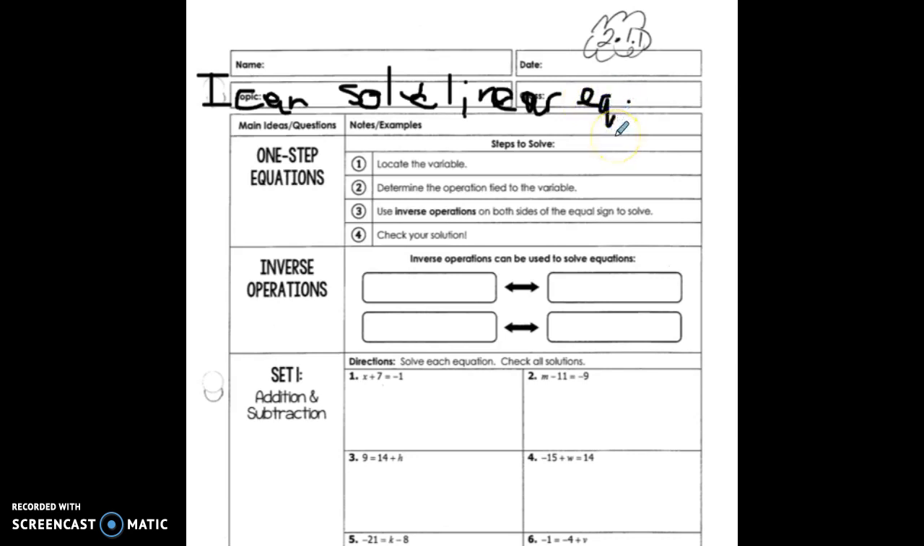Now, what I want you to think about, and this is what you guys did so much last year: first things first, please locate the variable. Then determine what operation you're going to do to undo the variable. That's why we talk about the inverse. What are you going to do to keep the balance on both sides? Remember your goal: to get our variables on one side and our numbers on the other side.